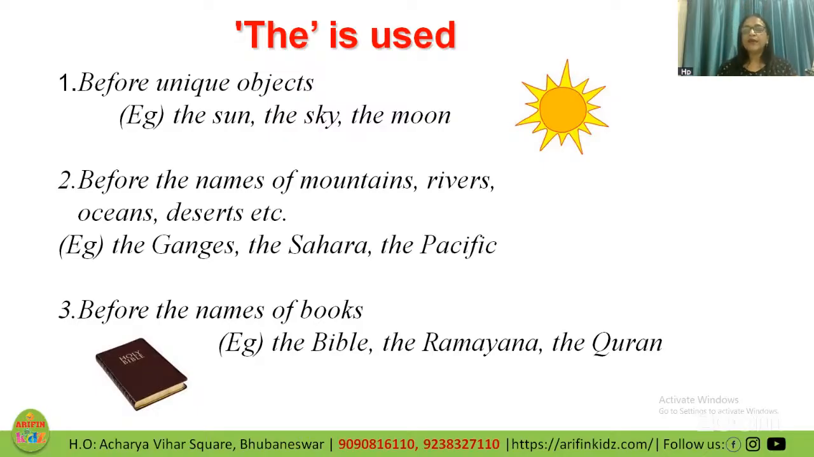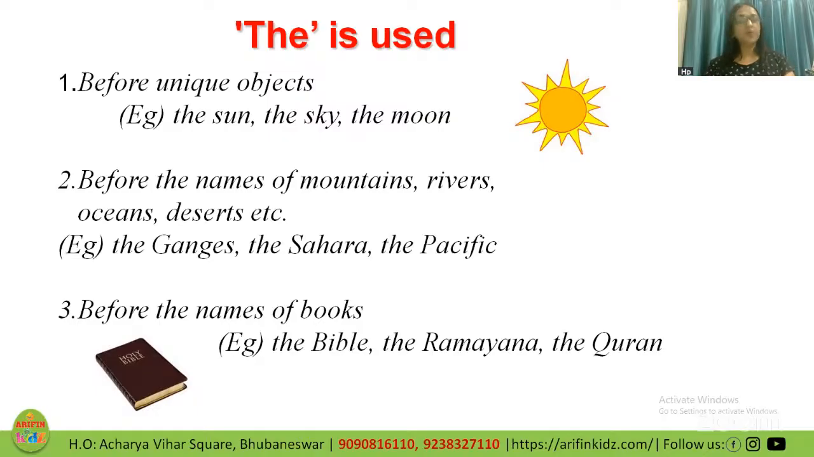Then oceans, the Pacific Ocean. We can say the Bay of Bengal. Then the desert, we can say the Sahara Desert, the Thar Desert, all that. Then again come to number 3.